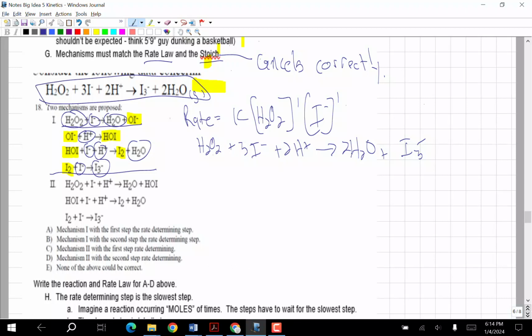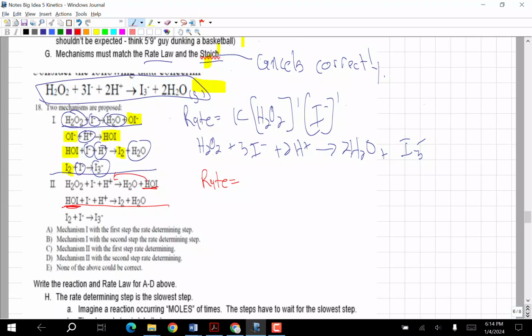Two mechanisms are proposed. There's one of them. Mechanism one with the second step being the rate determining step. So if that's the case, let me change my color here. We know that it cancels out if it's the second step. So do you see I have HOI here? HOI means I have to pull down this guy.